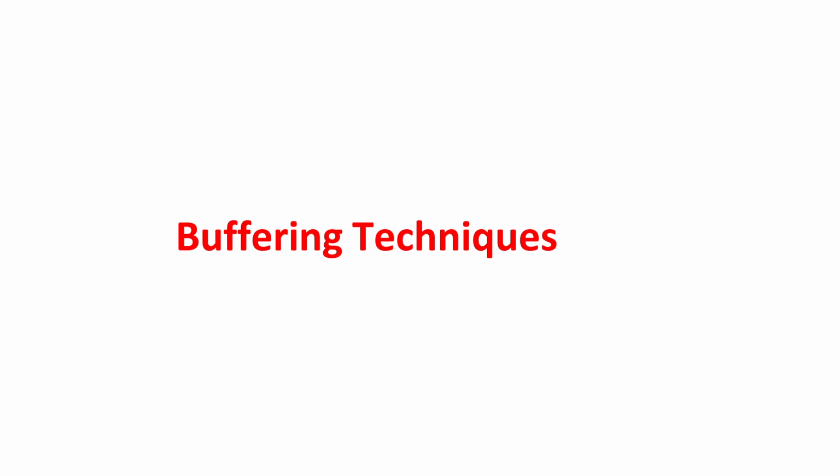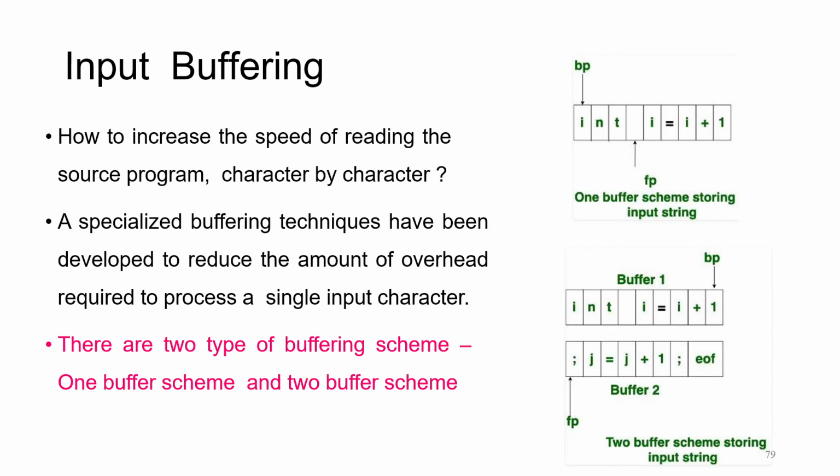Next we are going to discuss the buffering techniques. What is buffering? We are going to discuss the input buffering technique. The purpose of buffering is to increase the speed of reading the source program character by character. Specialized buffering techniques have been developed to reduce the amount of overhead required to process a single input character. There are two types of buffering schemes: the one buffer scheme and the two buffer scheme.